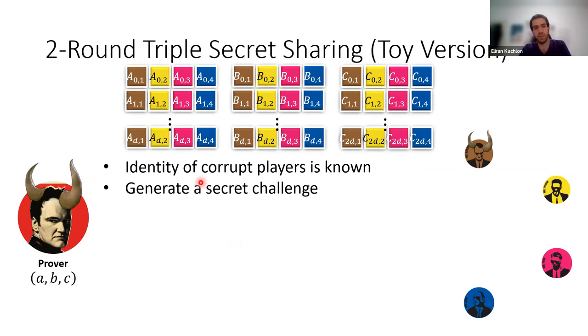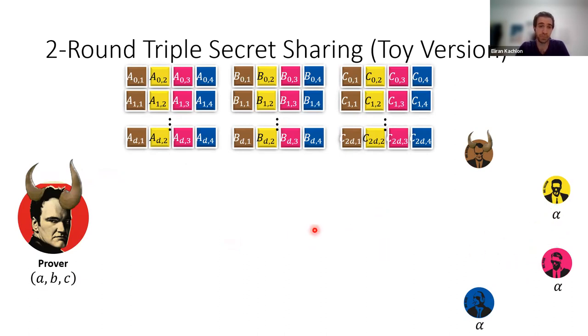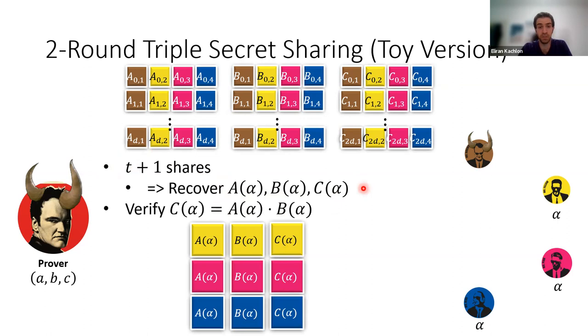So just like before, in the first round, the prover generates A of X, B of X, and C of X. And now we also let the honest verifiers generate a secret challenge. So one of the verifiers picks a random field element alpha and sends it to the honest verifiers by using the secure channels. So the adversary has no information about this challenge alpha, and therefore it is independent of the polynomials. And in the second round, I just let every honest verifier reveal its shares of A of alpha, B of alpha, and C of alpha. Okay, and because I have an honest majority, I'm guaranteed to have at least T plus one shares. And therefore, we can recover the values of A of alpha, B of alpha, and C of alpha, and verify that C of alpha is equal to F of alpha times B of alpha.